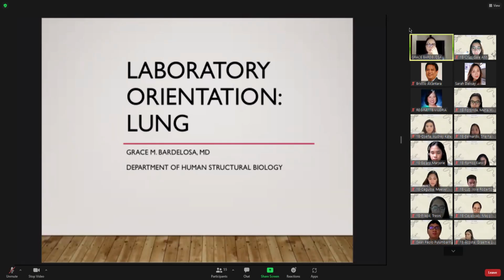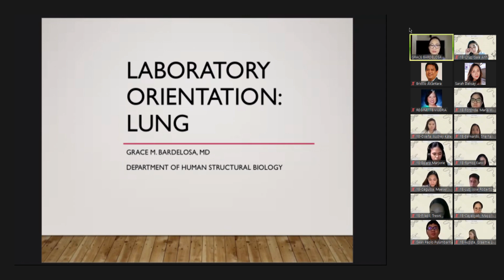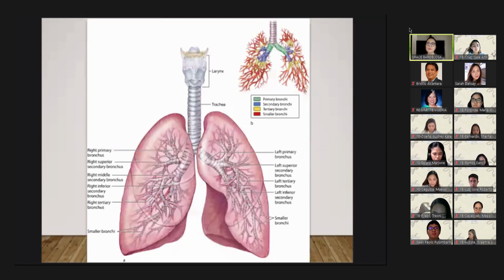Okay. So, good morning, class. Today will be the orientation with the histology of the lungs. And you are very fortunate that you had your lecture a while ago. So, this first slide will just show you the branching of the branches of the lungs.